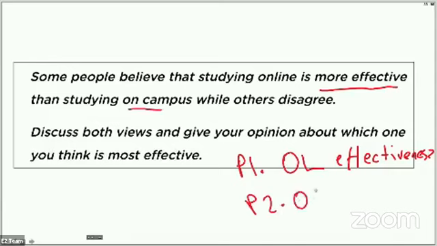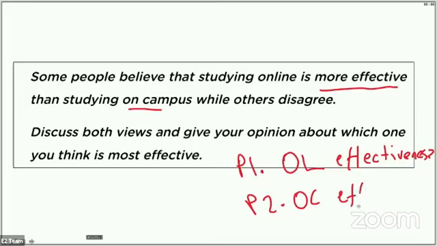Paragraph 2 will be about on-campus studying and the effectiveness of on-campus studying. I guess you could write, well, no, it's better to write a single idea paragraph about the effectiveness of online learning, and then a second paragraph, a single idea paragraph about the effectiveness of on-campus learning. Okay, that would be a much better way to do this.